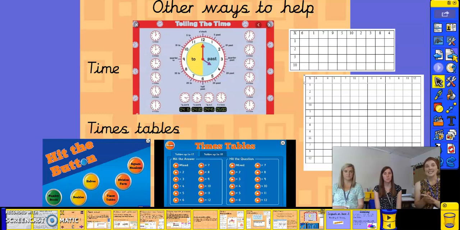Times tables practice would be wonderful if you can support your child with that at home. Hit the Button is a brilliant game that you can find online if you just Google it. There are lots of ways that you can practice different times tables using that game. We will be using some times tables grids in school too, which will enable the children to practice their rapid recall of times tables as well. There's lots you can be doing at home if you'd like to support your child with their understanding of key facts at home.